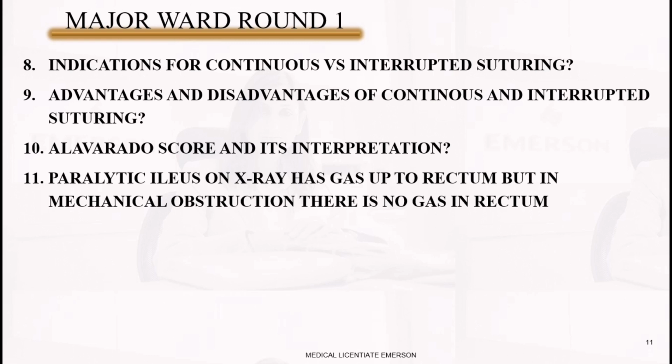So this is a tip. Paralytic ileus on X-ray shows gas up to the rectum, but in mechanical obstruction there is no gas in the rectum. So this is how we differentiate paralytic ileus and mechanical obstruction on an X-ray. Paralytic ileus shows you gas up to the rectum. In mechanical obstruction there is no gas in the rectum.